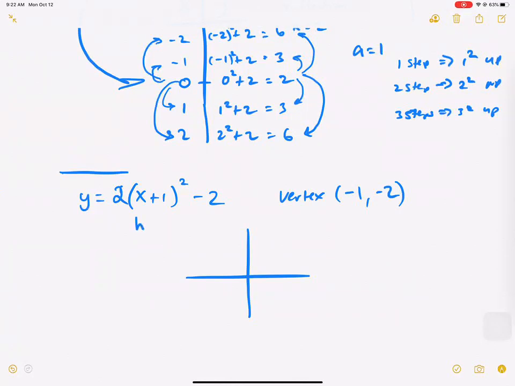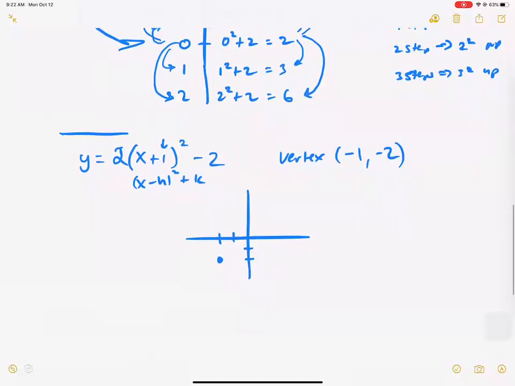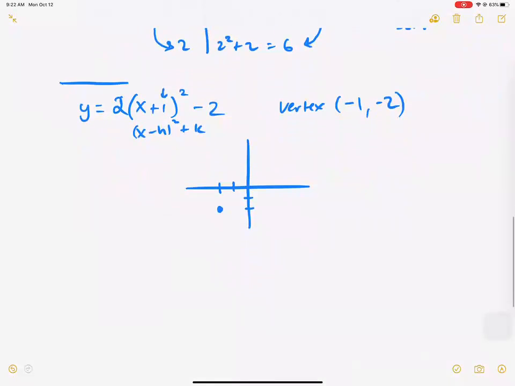Because remember, it's x minus h squared plus k. So we always do the opposite number. Cool. So we're at negative 1, negative 2, and then we're down 2 spaces. Now, in this case, the a value is not a fraction, it's a whole number. So I want to kind of show you just with one step, what would happen with that 2? What does that do to the problem?